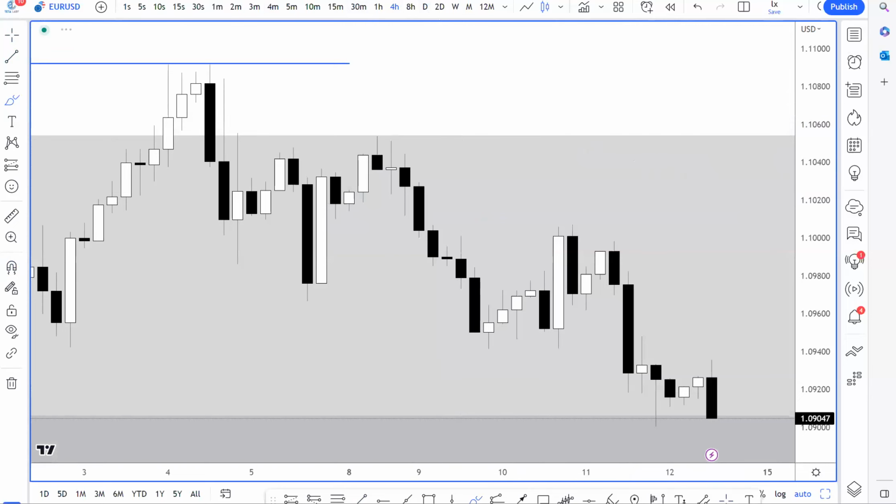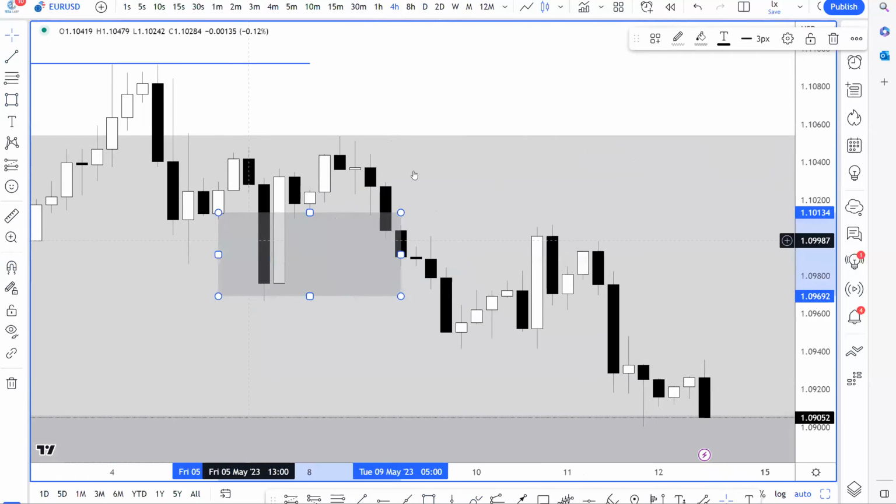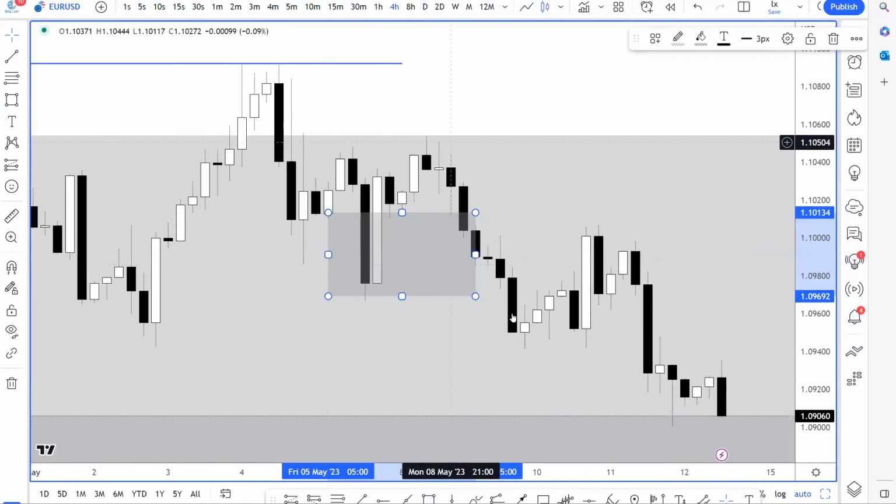Before that, on the daily, you can see that there is again this wick. So this wick represents support, or demand, on the lower time frame. If you go to the 4 hours, you can see it as well. So a sharp rejection of this area before price broke below this zone.